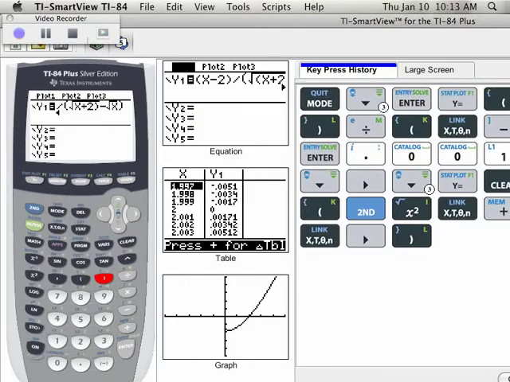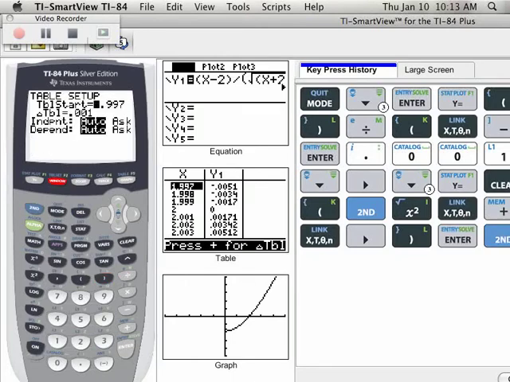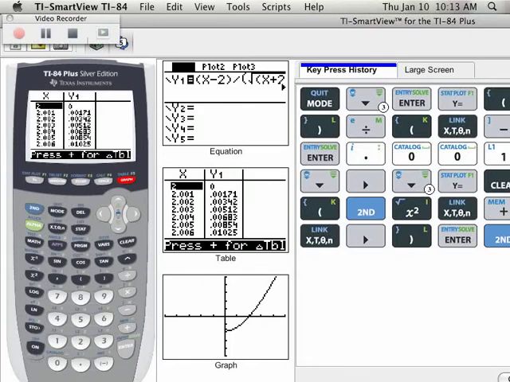So now I go into my table set. Where am I going to start? No, I'm going to start at 2. I'm going to go up by 0.001. And then I'm going to go look at my table. Here I am in my table.